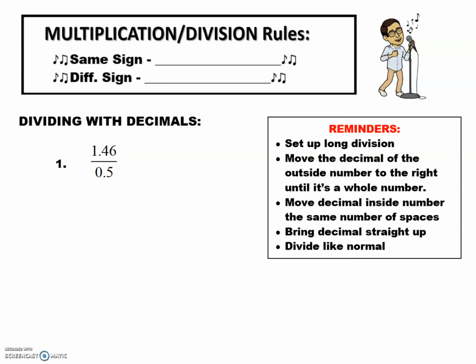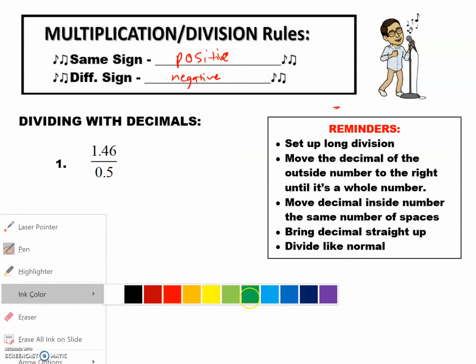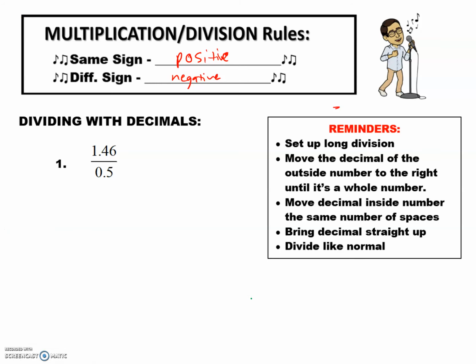So let's remember a couple things, right? Multiplication and division rules: same sign, positive; different sign, negative. That's an important one for this. So we'll do one example of dividing with decimals, and then we will get on to dividing with fractions. So a couple of reminders.